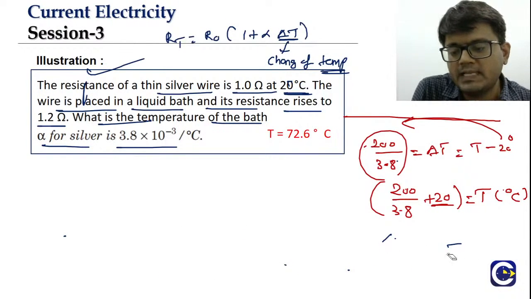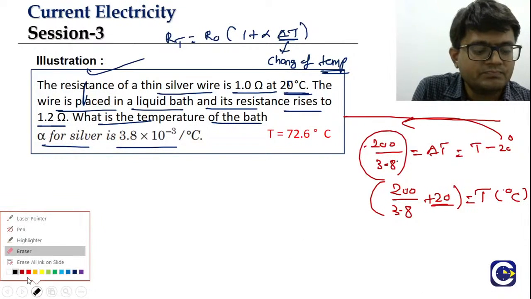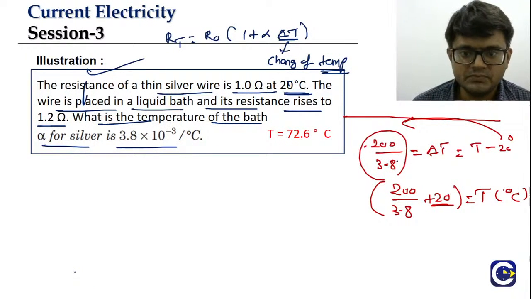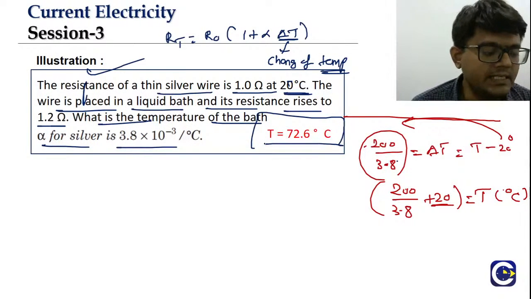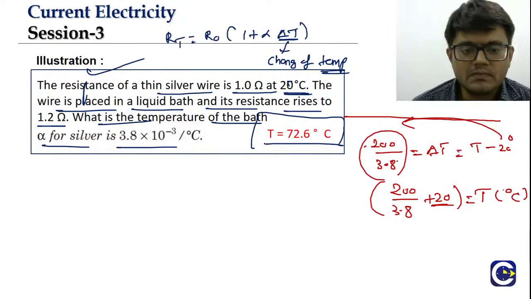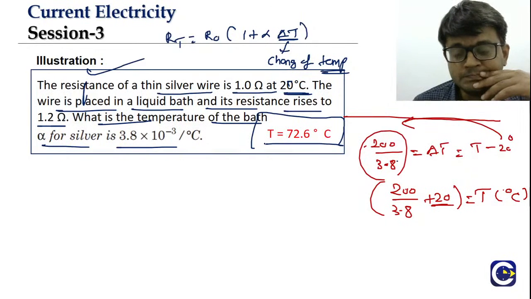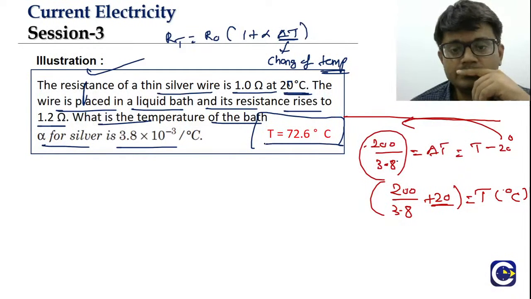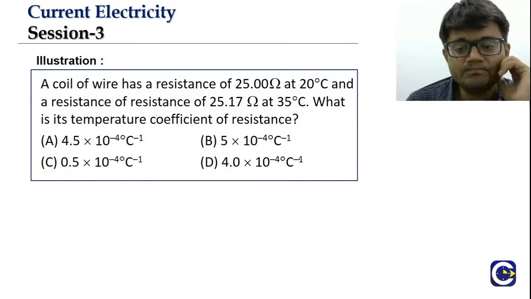And in the expression, what is the expression we have? R at a temperature T is equal to R naught into 1 plus alpha delta T, right? And in the expression, delta T is the temperature change. Okay? So what must be the answer we should get? 72.6 degrees Celsius. Okay? So look at the next question.